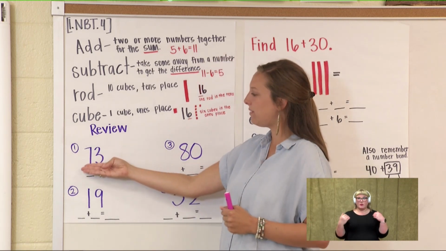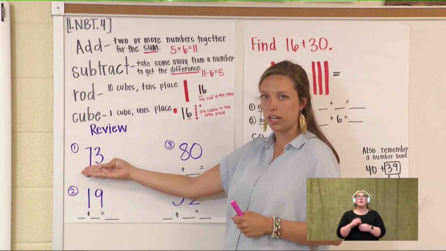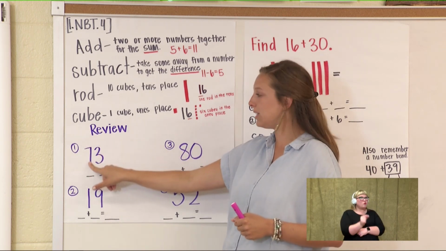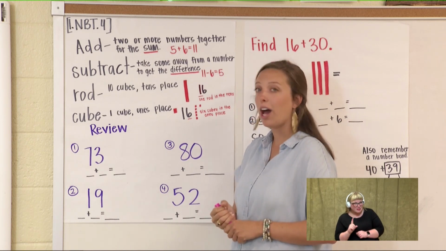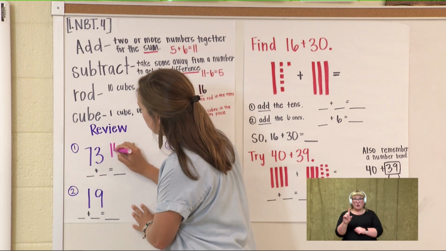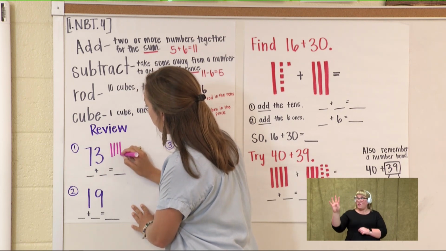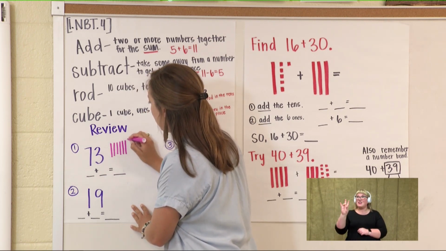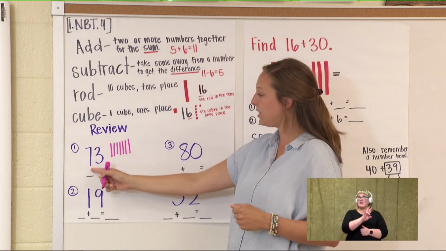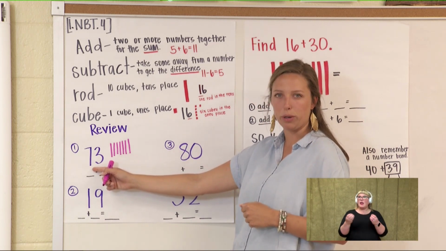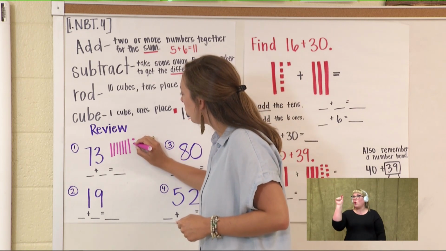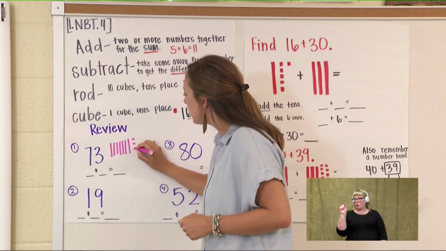I have 73, the number 73. Look at the tens place. How many rods are in the tens place? I hope you said 7. Let's go. 1, 2, 3, 4, 5, 6, 7. 7 rods for the 70 in the tens place. How many cubes would I put? I will put 3 cubes to hold the number 3 in the ones place.